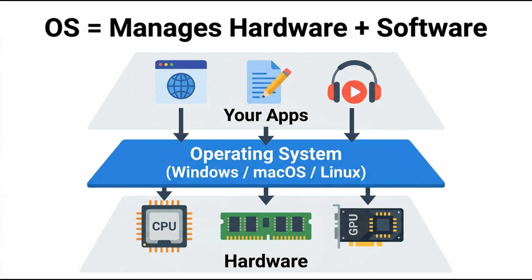Now, let's briefly touch on the operating system, the software that manages all the hardware. Windows, Mac OS, and Linux are the big ones. The OS sits between your apps and the hardware. When you open Chrome, the OS tells the CPU to run it, tells the RAM to load it, and tells the GPU to display it. Without an OS, hardware is just expensive plastic and metal.